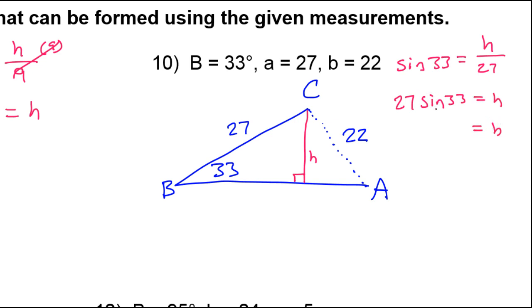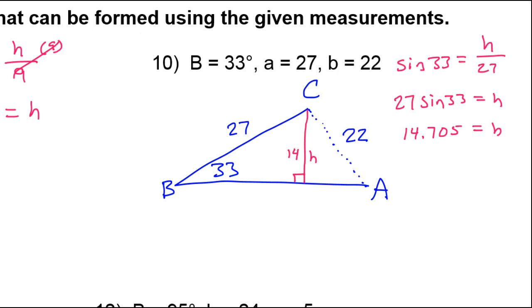So I'm just going to put this in my calculator right now. 27 sine 33. I'm getting 14.705. Okay, so this is approximately 14.7. So will this make a triangle? Yes, it will make at least one triangle. The 22 is long enough to reach because it's longer than the height. So we will have at least one triangle, but perhaps we can form two triangles.